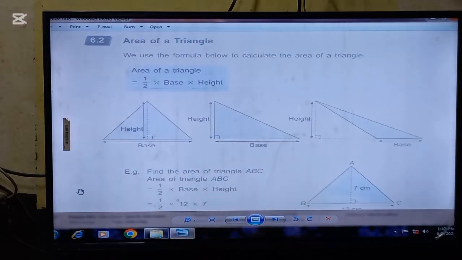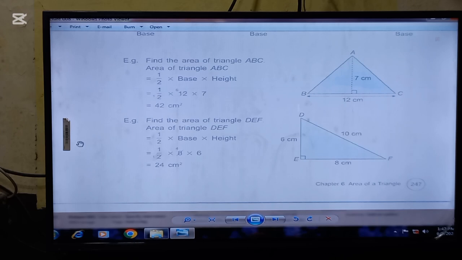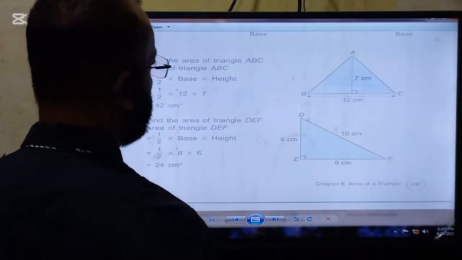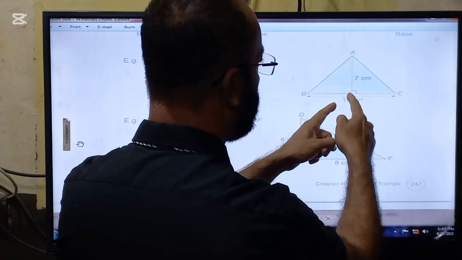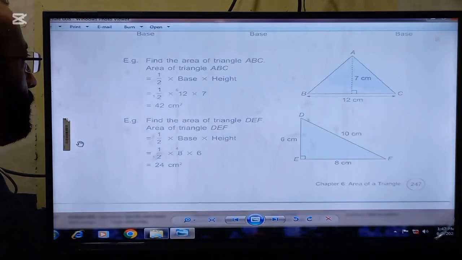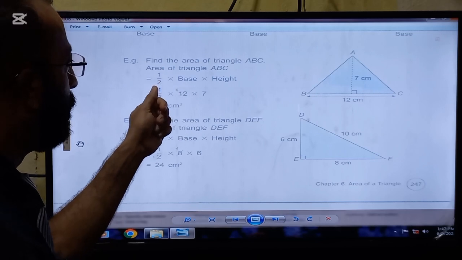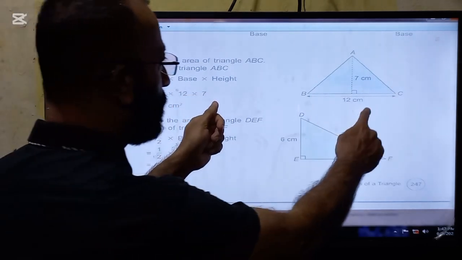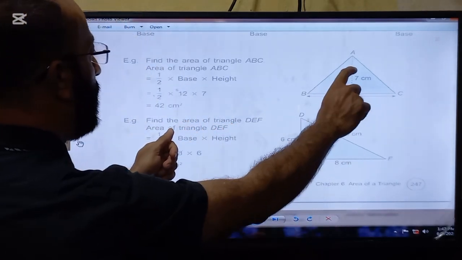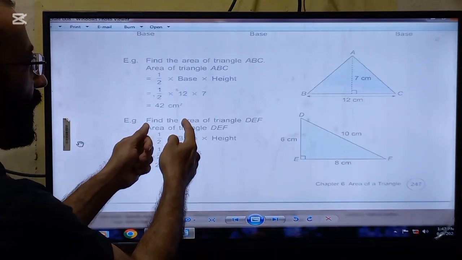Okay, now look. Here are some questions. So this is a question in which this base is given and this is actually perpendicular to it. So this will be the height. And the requirement is the area of the triangle. We will put the formula 1 by 2 into base into height. Base is 12 and height is 7. So we will put the values from the figure to the formula. After cancellation, you will get an answer.